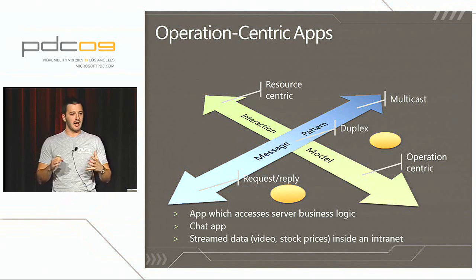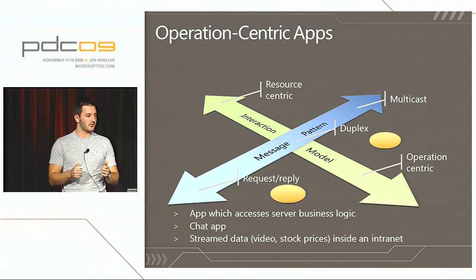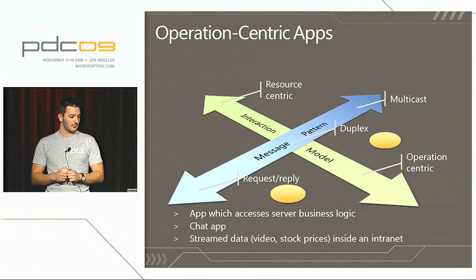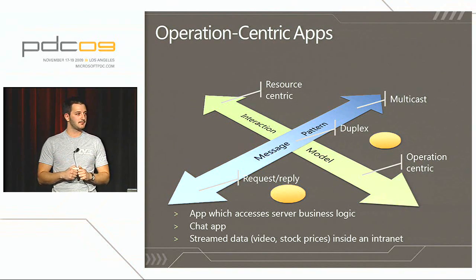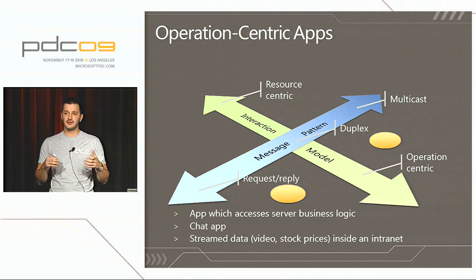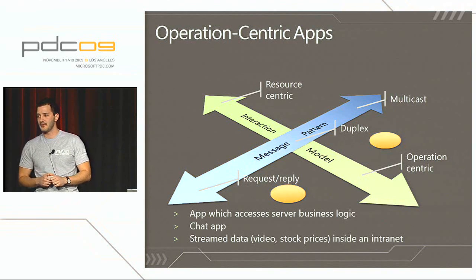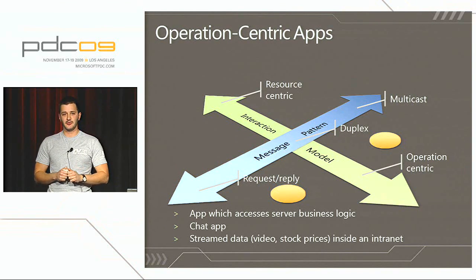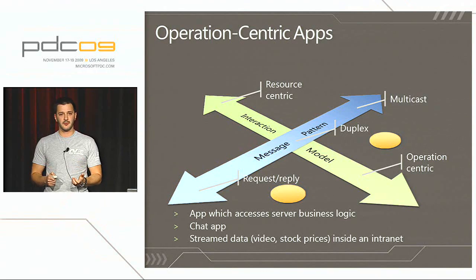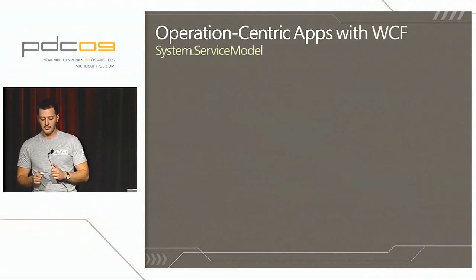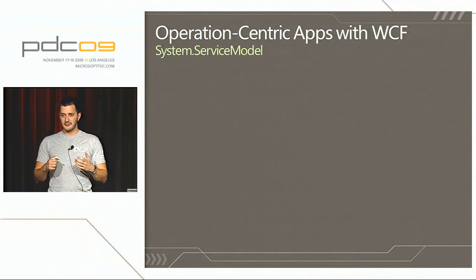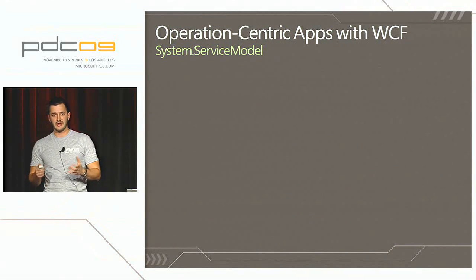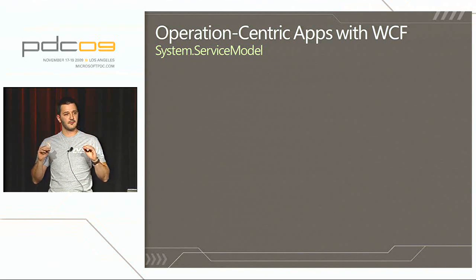So let's jump over to the operation-centric part of the world and see what scenarios live here. We have the app that accesses server business logic, probably via SOAP. We have a chat application, and we also have an application that streams data across an enterprise. So let's dive in and see what technologies to use in these scenarios. And we'll start with request reply and duplex. In request reply and duplex scenarios, WCF remains the technology of choice, and WCF at the service model level, from that previous diagram.